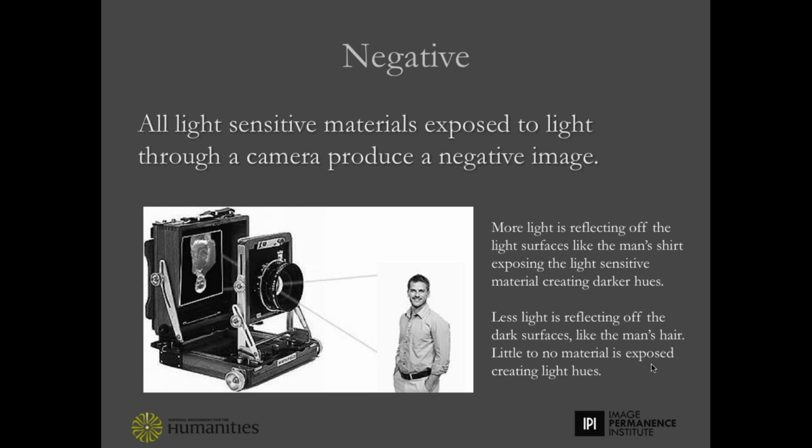A negative is made in camera. Light reflecting off the scene enters the camera through the lens and projects an image of the scene onto light-sensitive material in the camera. The image is projected upside down and backwards. So here we can see a picture of this guy. More light reflects off of light areas like his shirt, exposing the film. Dark areas like his hair absorb light and reflect very little light, so the film isn't exposed in those areas. This results in an image that is tonally reversed.